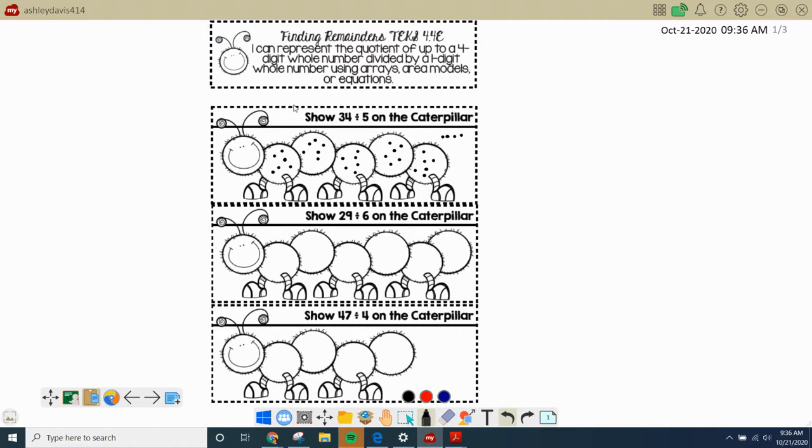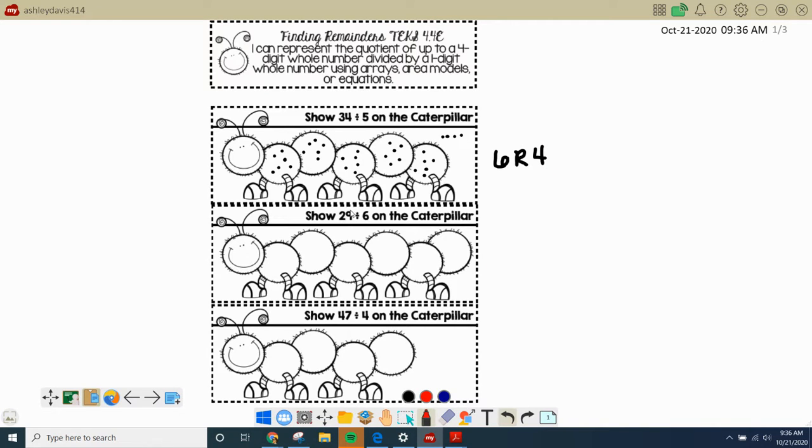So my answer is how many are in each group? 1, 2, 3, 4, 5, 6. And my remainder is what is left out of each group. It did not divide evenly. So 6, remainder 4. Okay, let's do this one.